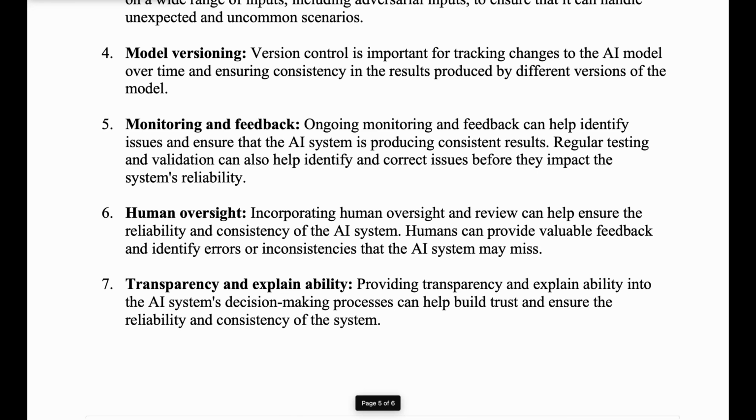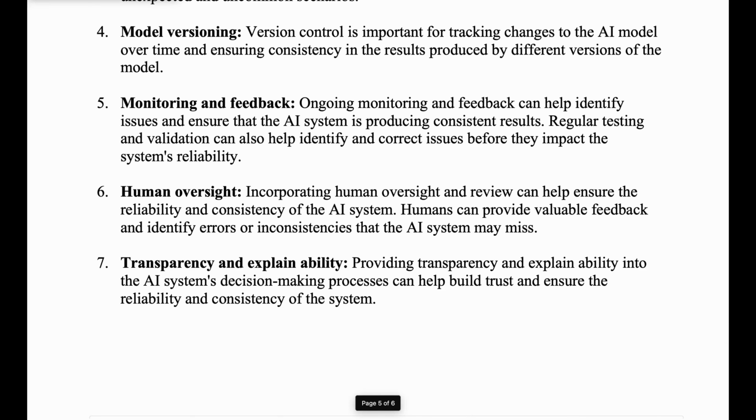Sixth one is the human oversight. Incorporating human oversight and review can help ensure the reliability and consistency of an AI system. Friends, humans can provide valuable feedback and identify the errors and inconsistencies that the AI systems may miss.